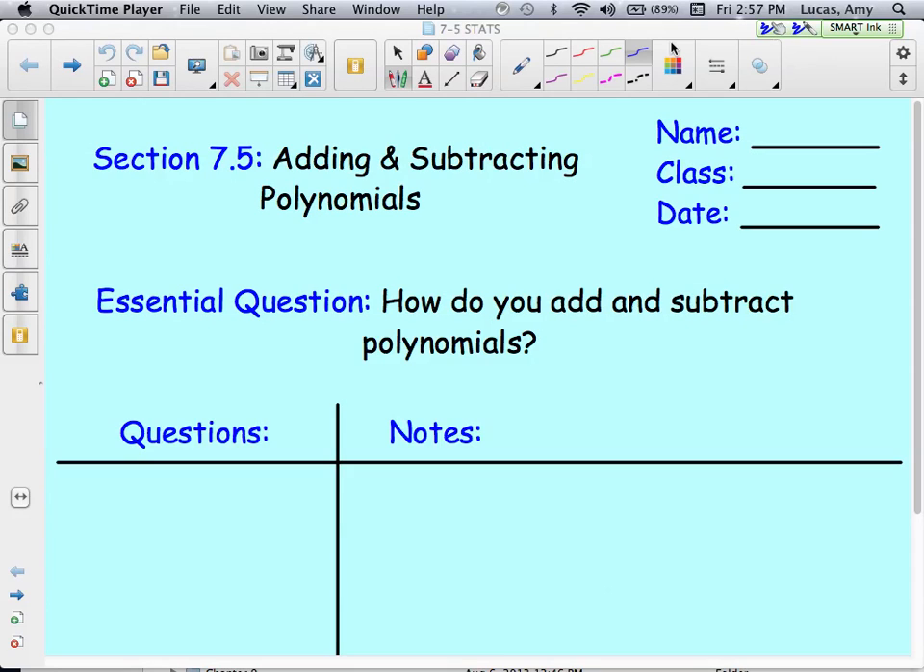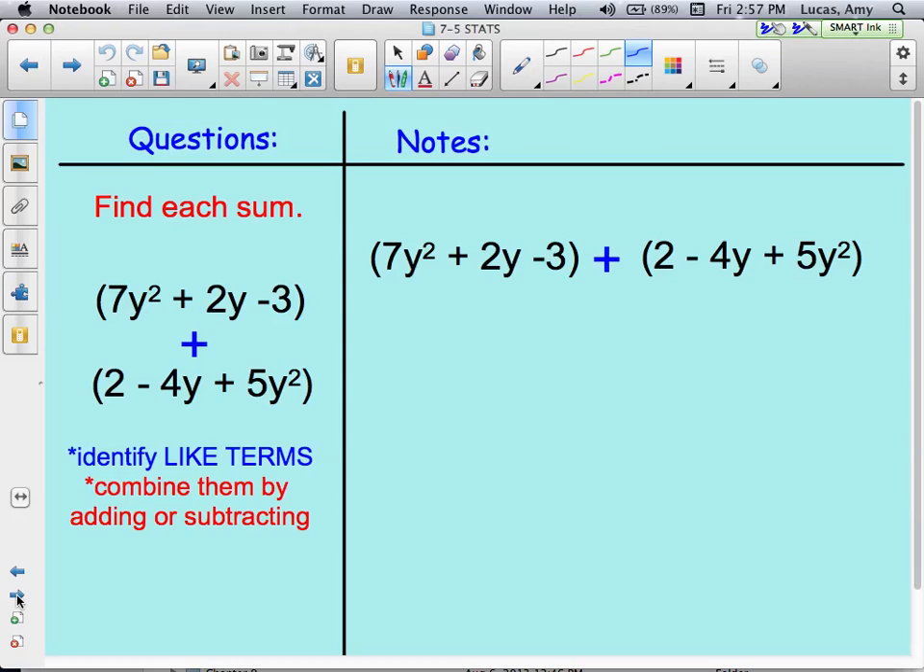Lesson 7-5, Adding and Subtracting Polynomials. Our essential question today is how do you add and subtract polynomials? Our first question says, find each sum. 7y squared plus 2y minus 3 plus 2 minus 4y plus 5y squared.